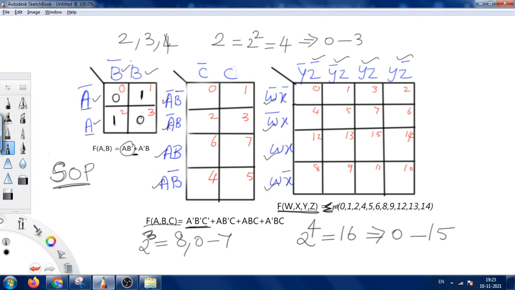Okay, so now first we have to look for what is the term here. A bar, B bar, C bar. So where is this? The first column is A bar, B bar, the first row is A bar, B bar, and then C bar comes here. That means this column should be present.